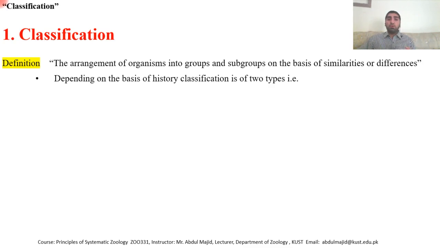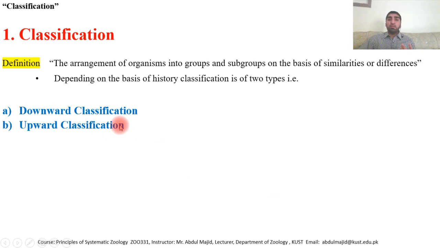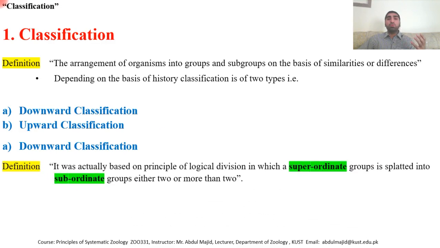Now, on the basis of the history of classification, classification is of two types: downward classification, and then the next one is upward classification. Both are a bit alike, but the approach is a bit different. Let us look at downward classification. The definition of downward classification is that it is based on principles of logical divisions.